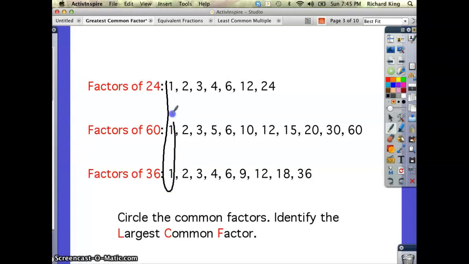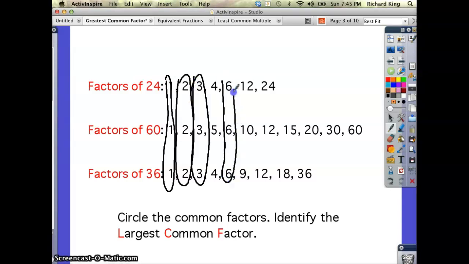1 they have in common. 2 they have in common. 3 they have in common. They also have, let's see, 4 they do not, 5 they do not, 6 they have in common, and 12 they have in common. And I believe that's it.